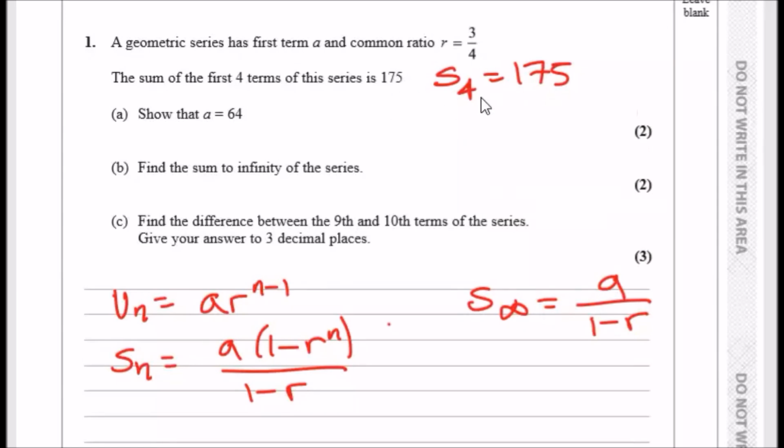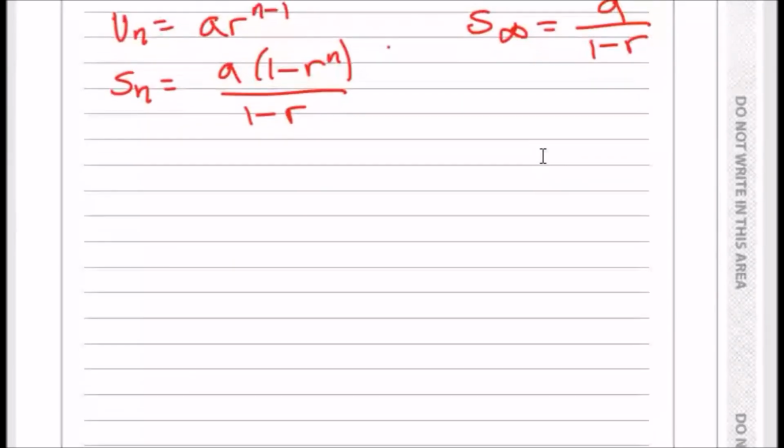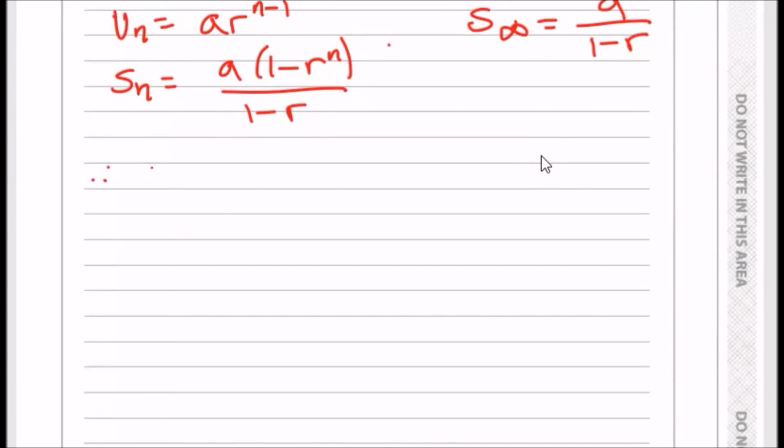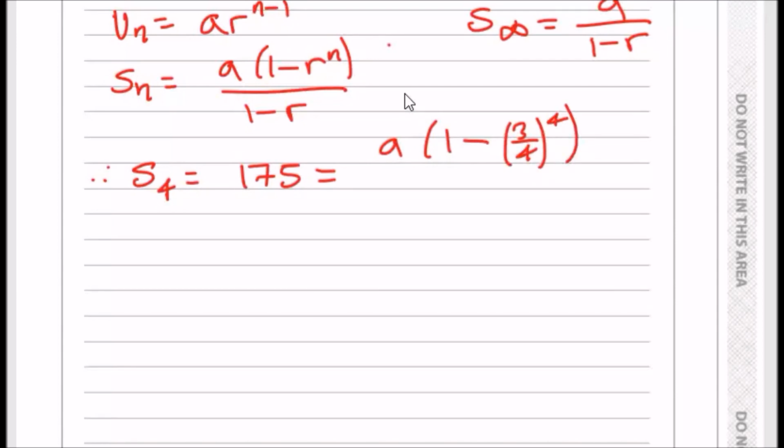Well, this is quite easy actually. All you literally do is plug in the value r here and plug in the value n, which is 4. Replace S4 with 175 and boom, solve for a. So we can say for S4 we have 175, and this is also equal to the equation up here, which is a times 1 minus r, which is 3/4, to the power n, which is 4 because it's the fourth term, over 1 minus 3/4.